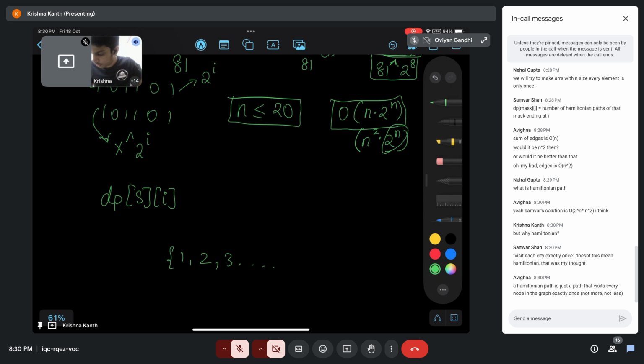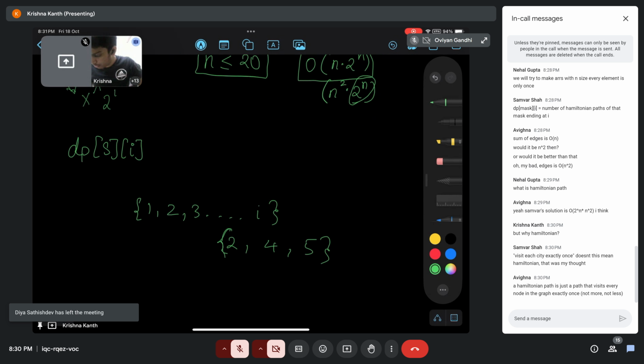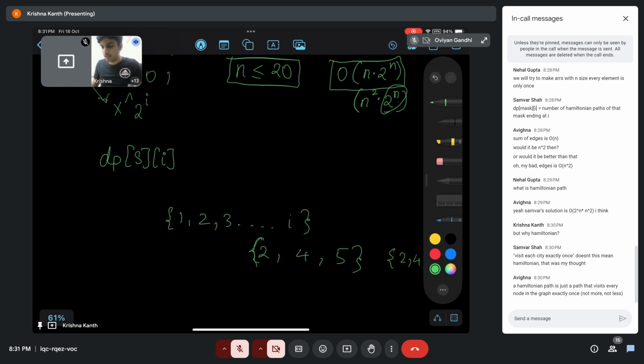And we have these subsets like this. So we will solve the problem for any random subset, like let's say 2, 4, 5. And we'll see how the answer for this depends on a smaller subset, say 2, 4. And since this is a graph, we also need some information on where we ended in the previous subset.